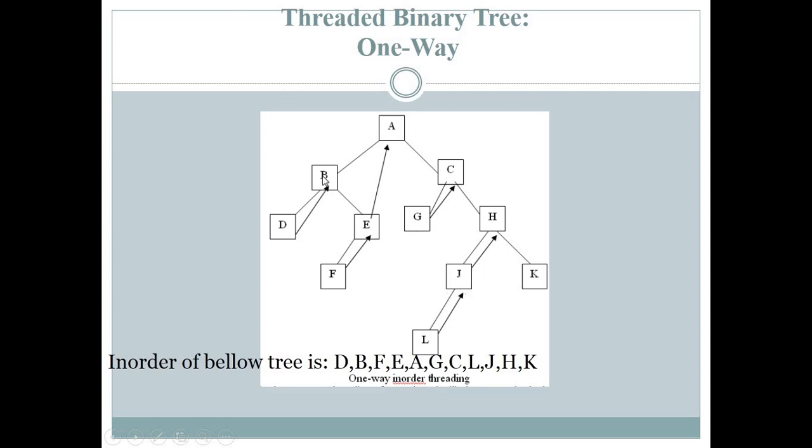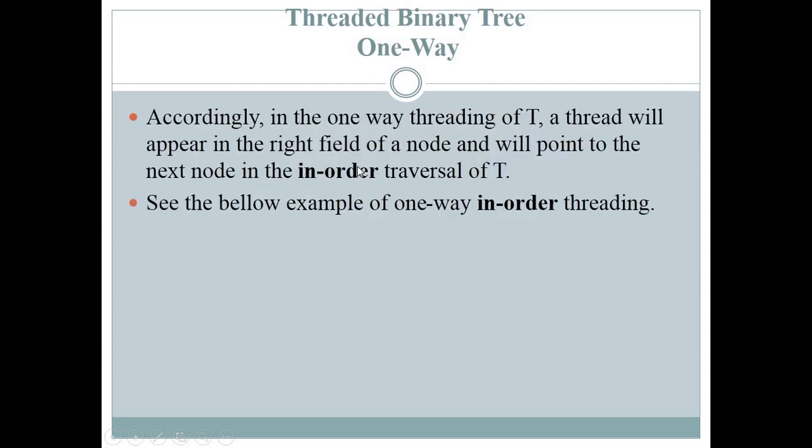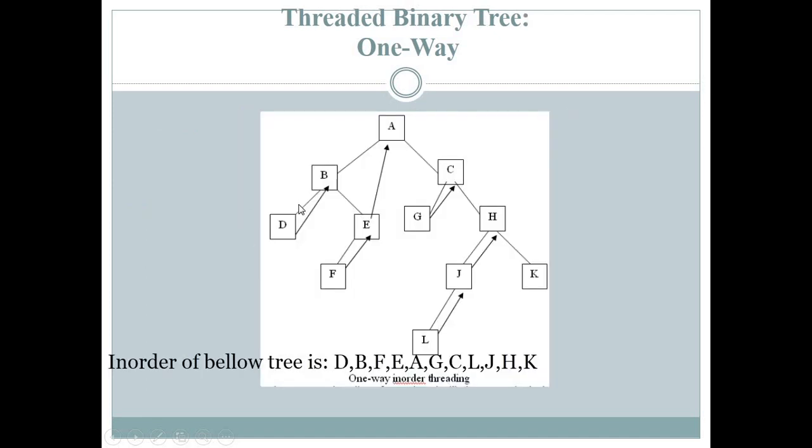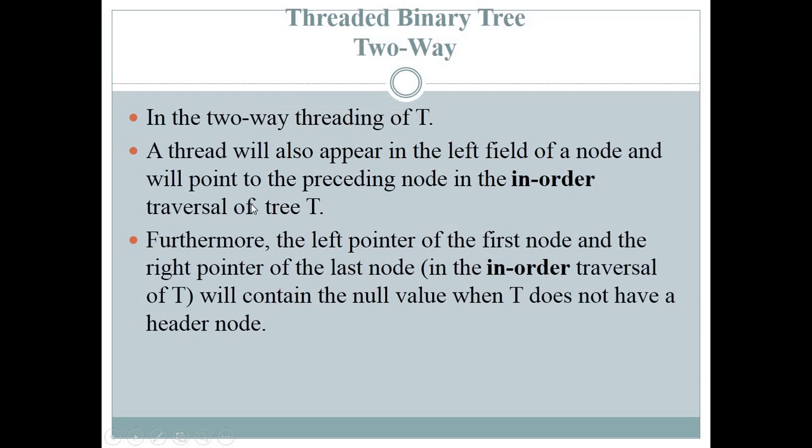So this is a binary tree, a threaded binary tree in one way. You will have to remember that the right field of a node will point to the next node in the in order traversal. Only the right node, and you will have to point to the next node in your in order traversal. So this will be the one-way threaded binary tree.